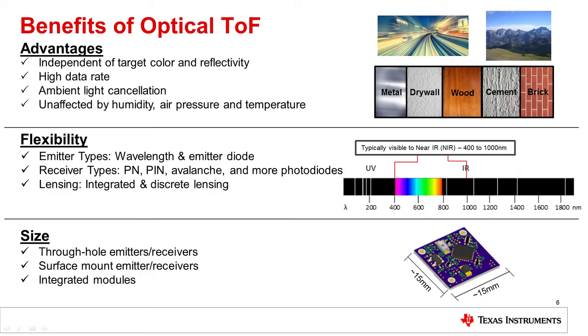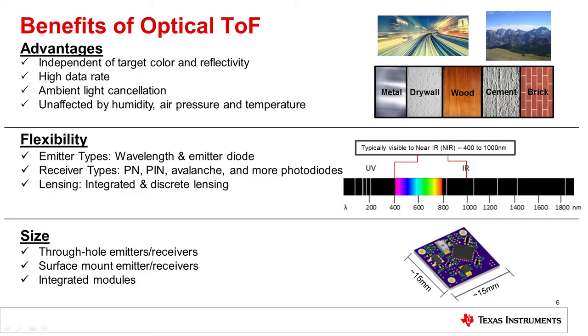Optical time-of-flight also gives you the benefit of flexibility. You are able to customize the optics of your system for optimal performance. You have the ability to select emitter types, receiver types, and lensing. By choosing your emitter and receiver, you can easily obtain the desired field of view. The emitters and the receivers chosen will affect your range, accuracy, and size.